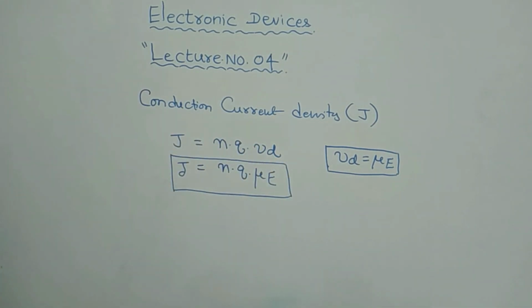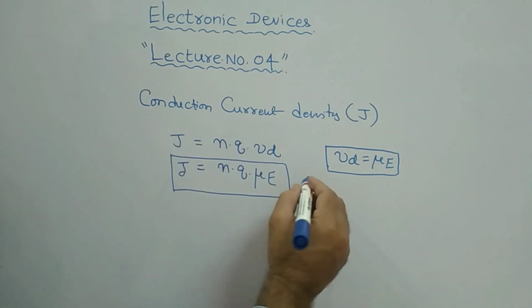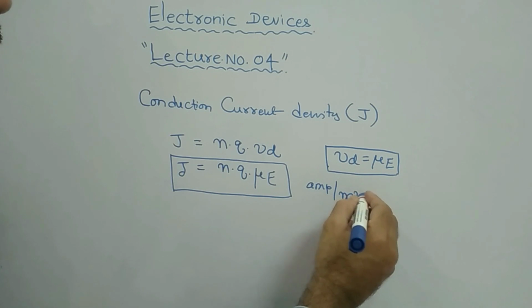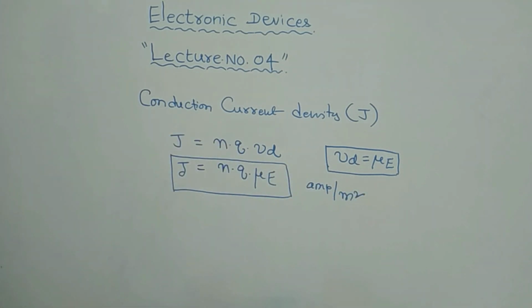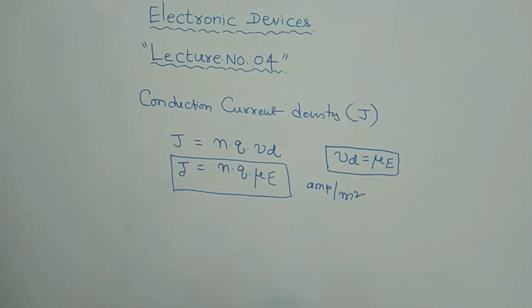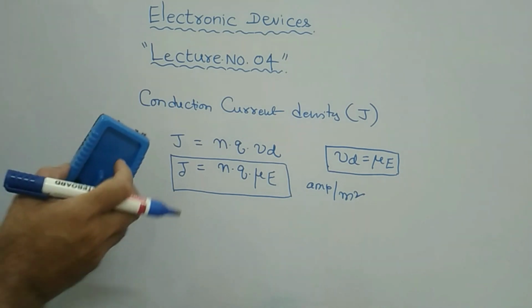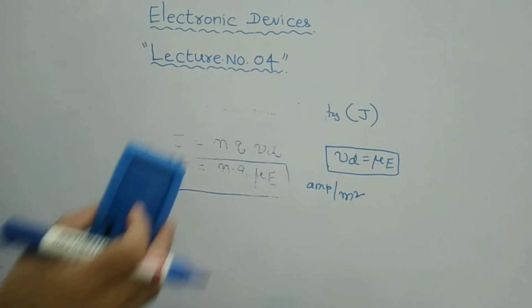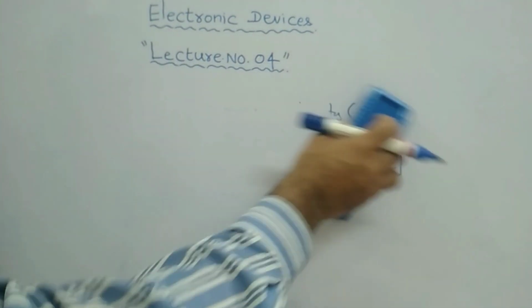The unit is ampere per meter square. Is it not? J is N into Q into mu E. This is the general formula for conduction current density. Whereas, we are now talking about the semiconductor.